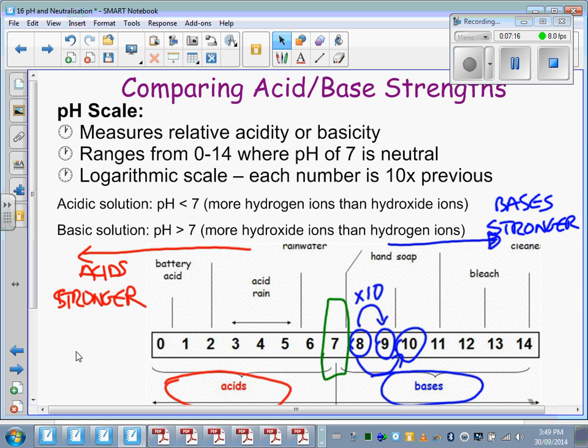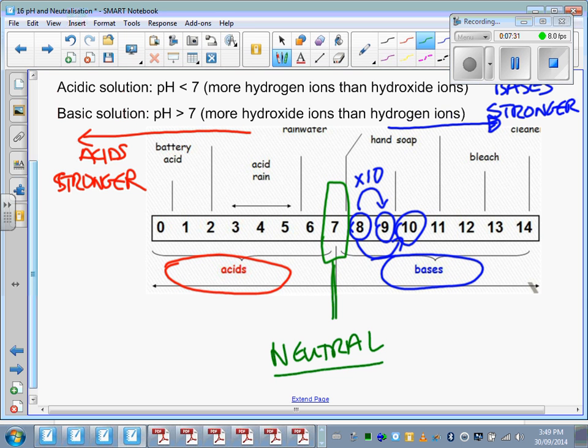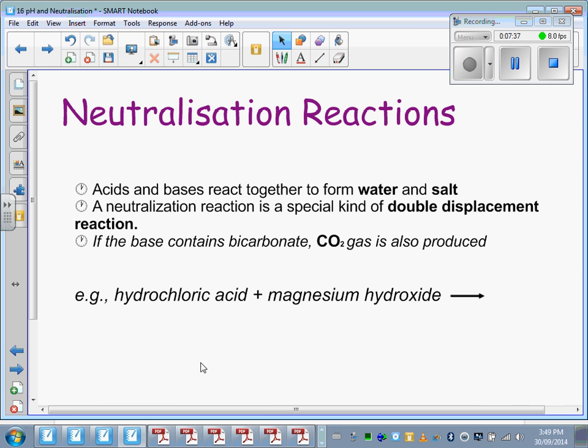It moves towards this neutral pH value. Okay, so this number 7 is referred to as a neutral pH. So when an acid is added to a base, we move towards the neutral area. And that reaction is known as a neutralization reaction. And it is just another double displacement reaction.